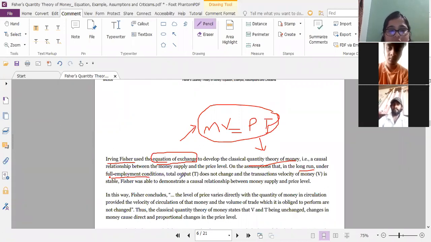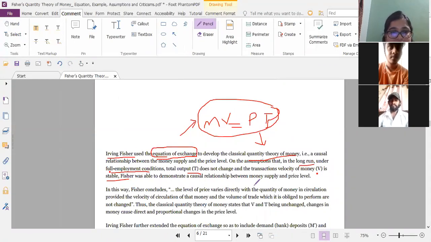If we assume full employment condition, total output T does not change and the transaction velocity of money, velocity meaning V, is stable. So in the long run, total output will not change under full employment condition. This total output does not change and the transaction velocity of money is stable, right? Fisher was able to demonstrate a causal relationship between money supply and price level.